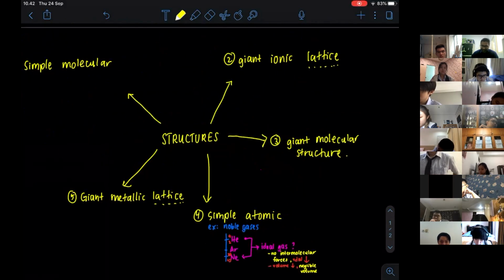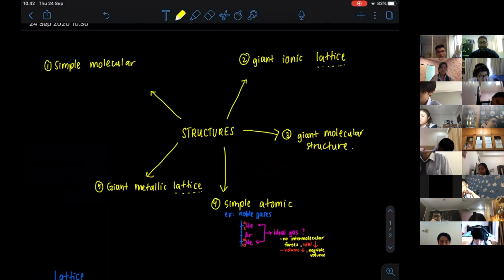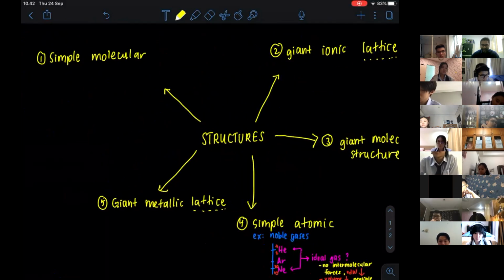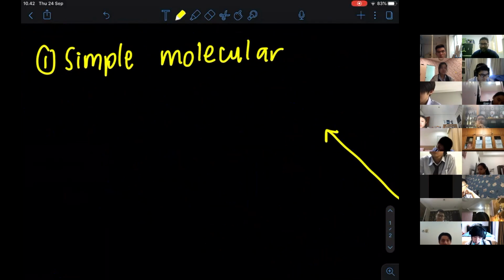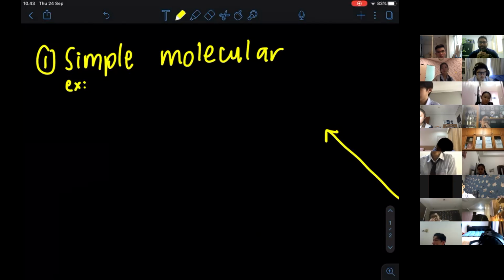Now, let's move on to the simple molecular structure. What can you say about simple molecular structure? Maybe let's start with an example. But before we go for the example, before I forget, maybe we can start with the definition of a molecule. Sharon, can you tell us what you understand about a molecule?